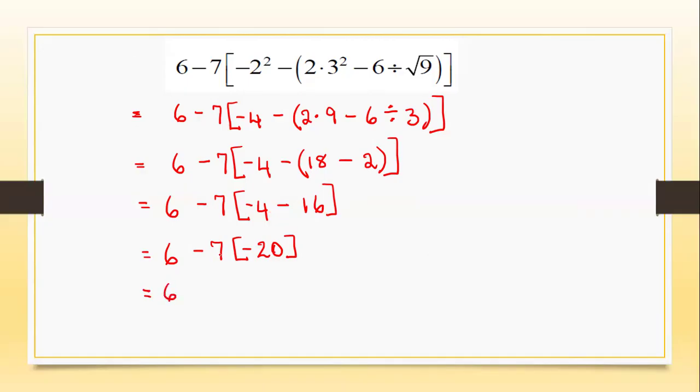Now I can get rid of this bracket. Negative 7 times negative 20 is going to give me a positive 140. 6 plus 140 is 146.